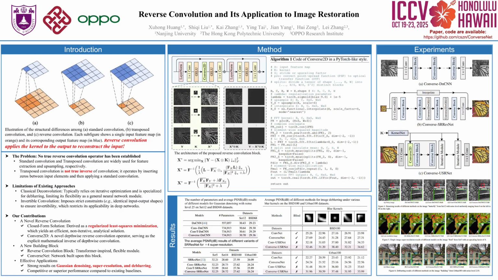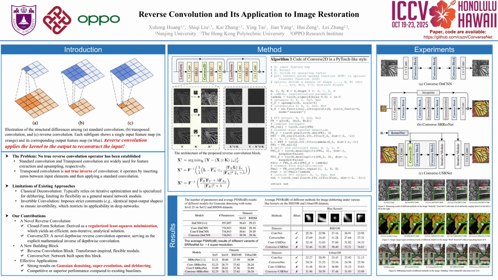Reverse convolution for image restoration. What if I told you that one of the most fundamental operations in deep learning, transposed convolution, isn't actually doing what its name suggests? Today, we're diving into groundbreaking research from Nanjing University that introduces the first true reverse convolution operator for neural networks. This is Converse 2D, and it's changing how we think about image restoration tasks like denoising, super-resolution, and deblurring.